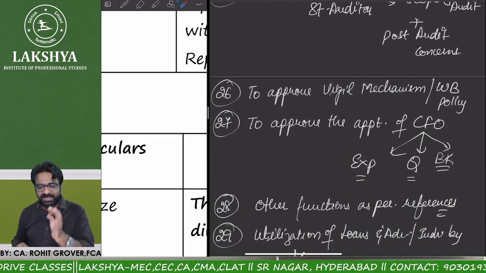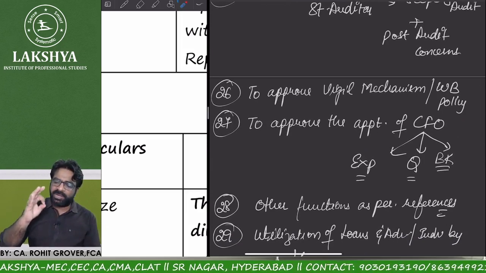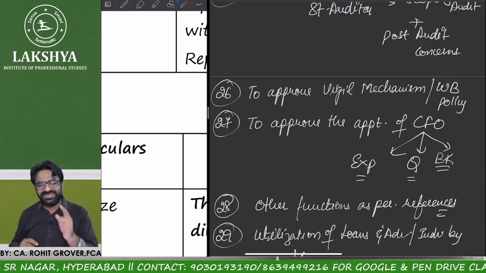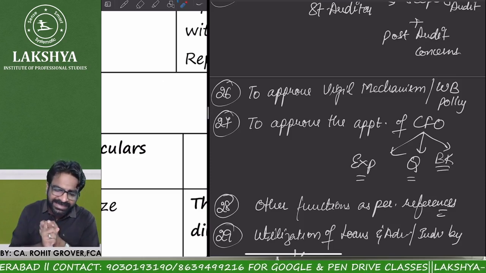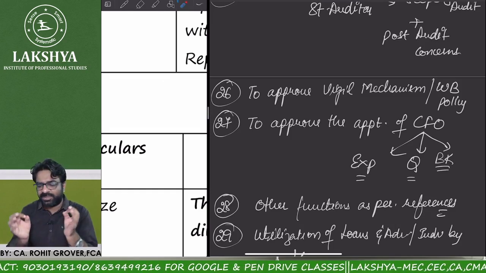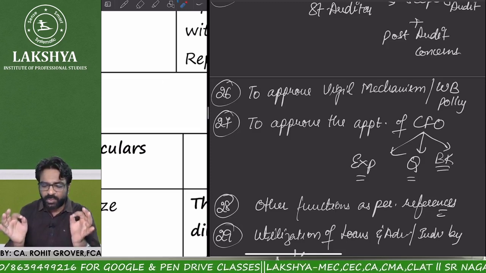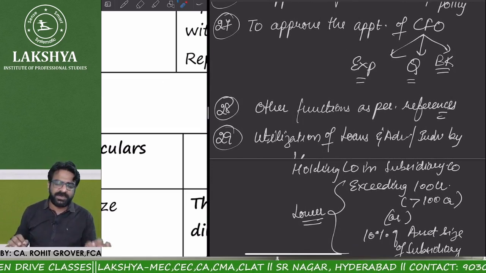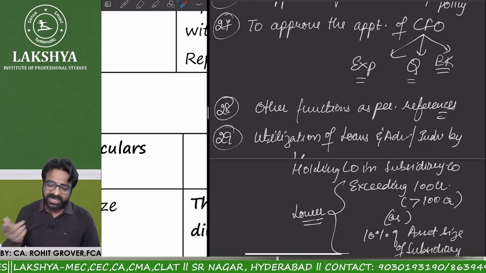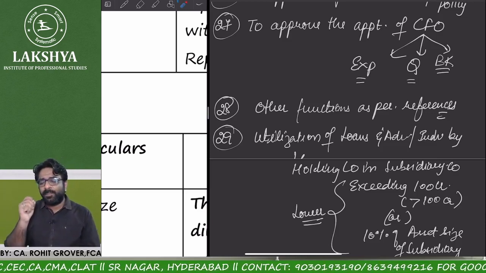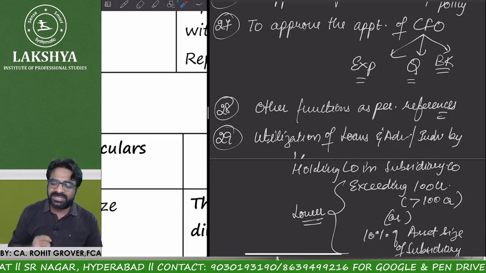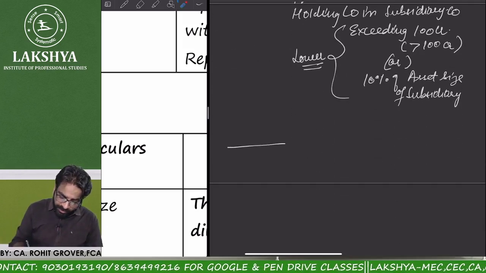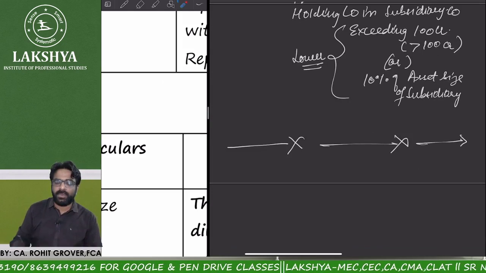Then to approve the vigil mechanism or whistleblower policy, to ensure that the public deposits have been repaid and have not been defaulted. To approve the appointment of the CFO on the basis of his experience, qualification, and background, and other functions as referred, and also to ensure that the subsidiary is utilizing properly the funds which were invested by the holding company, which is more than 100 crores or 10% of the total asset size of that subsidiary, whichever is lower. So that brings an end to all the powers and duties of the audit committee.